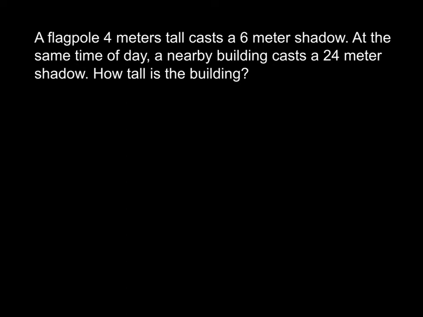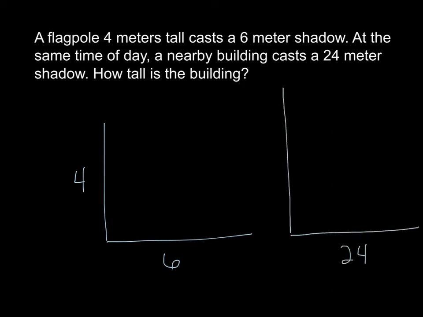Flagpole, 4 meters tall, casts a 6 meter shadow, and at the same time of day a nearby building, which I'm going to assume is taller, casts a 24 meter shadow. So let's turn those into triangles and set up our proportion.